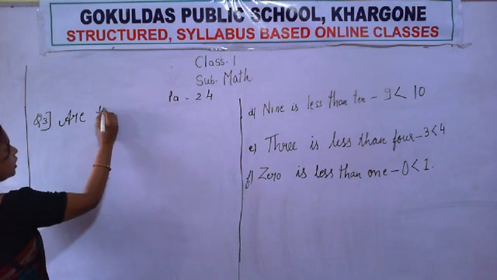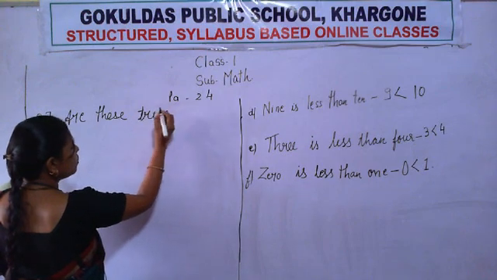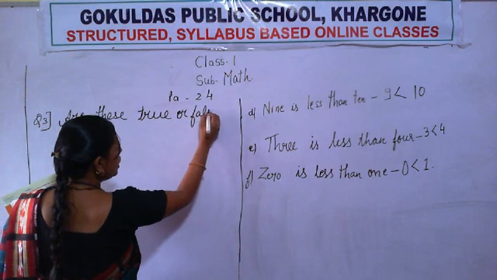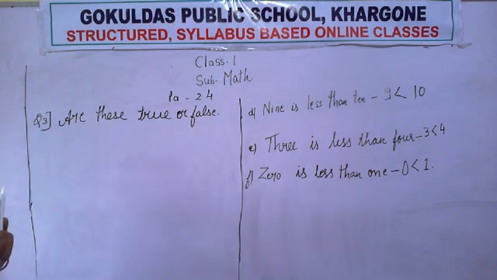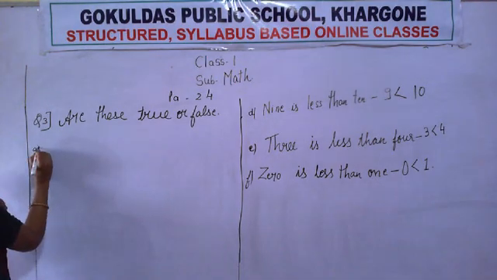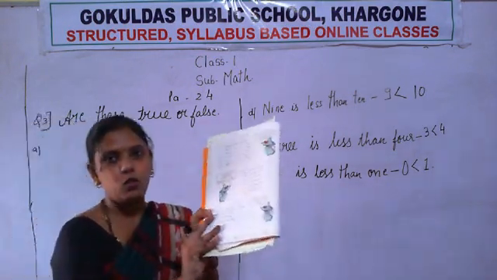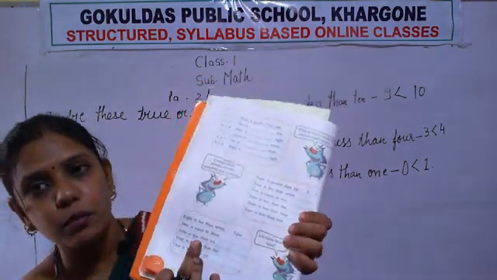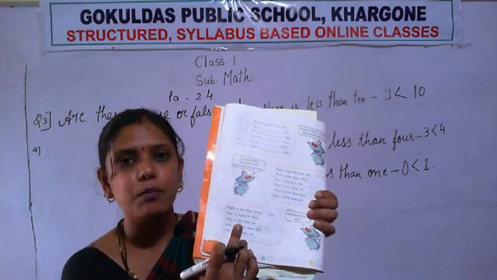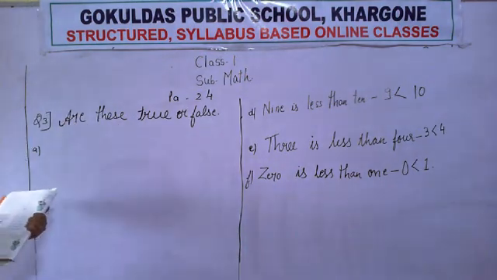Are these true or false? Now see, the question is given in the form of statements. So first we convert each statement into number and symbol form, and then we write whether the statement is true or false.